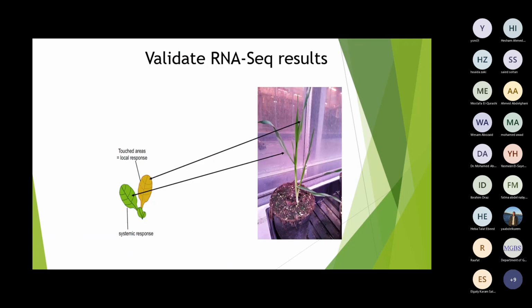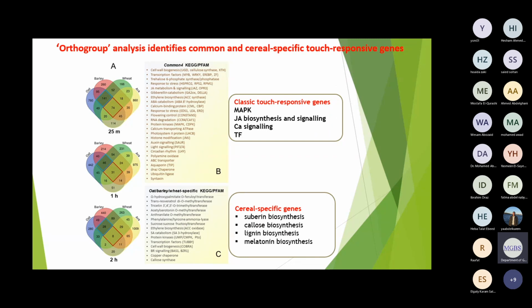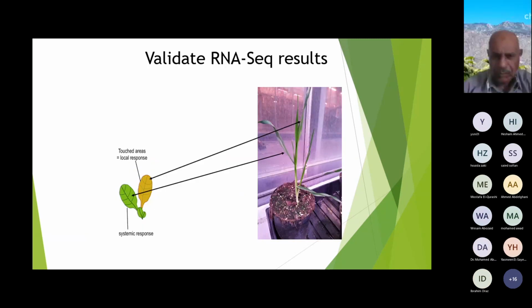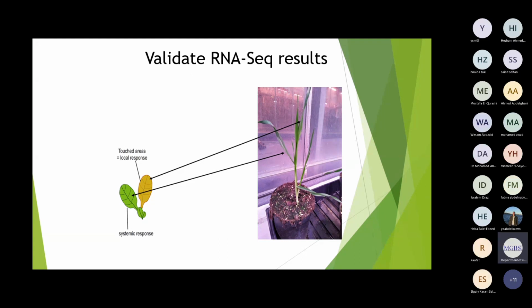So to validate the RNA-seq data, we did qPCR, and we also increased the time course, because before in the RNA-seq analysis we used only 25 minutes, 1 hour, and 2 hours. So in this experiment, we needed to increase the time points. We added one early time point, 10 minutes, and a late time point, 4 hours, to see if the plant still expresses these genes after 4 hours, and also at 10 minutes.